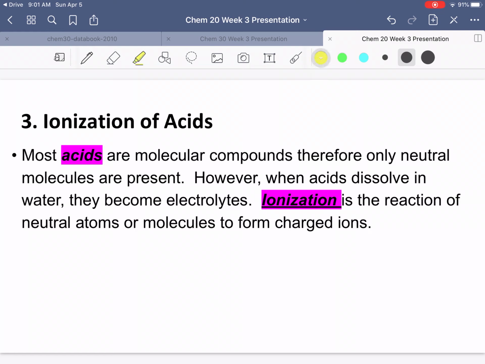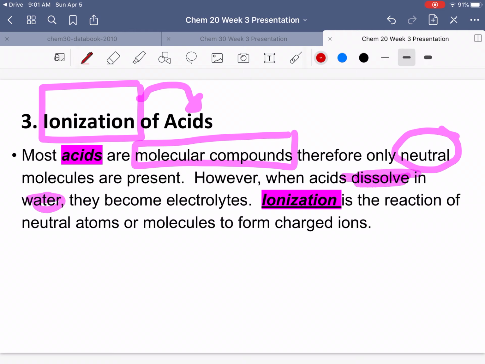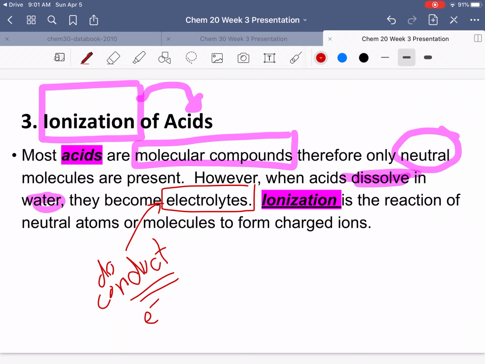So going into acids means that we have an interesting situation where technically the acid starts as a molecular compound. Okay, so if it starts as a molecular compound, it doesn't have any ions, it's just neutral. But here's where things get interesting. When you dissolve an acid in water, then we have proven in the lab, there's no doubt about this, that electrolytes are present, which means they do conduct electricity. If they conduct electricity, that must mean that ions are present.